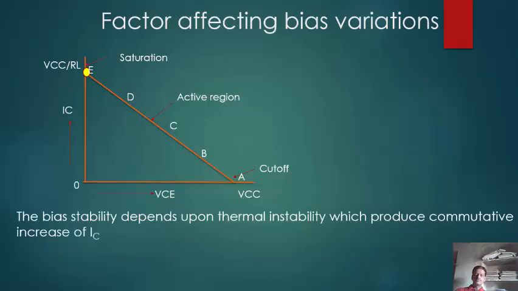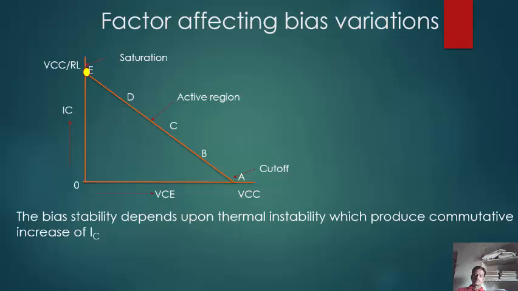Now the bias stability depends upon the thermal instability, which produces a cumulative increase of the collector current. You know that the Q point depends upon the collector current, that is IC. If the temperature changes, there will be a change in the collector current, and if the collector current changes due to temperature or another factor, then we can say that the stability of the circuit is not proper, or there is instability in the circuit.